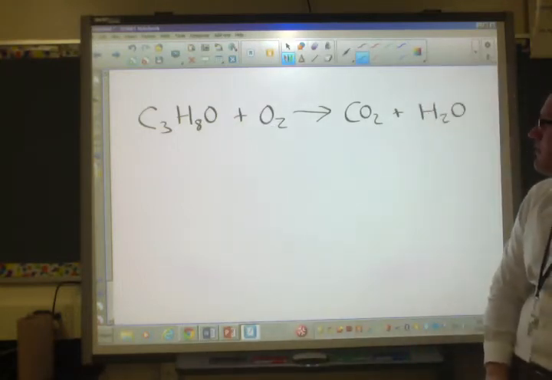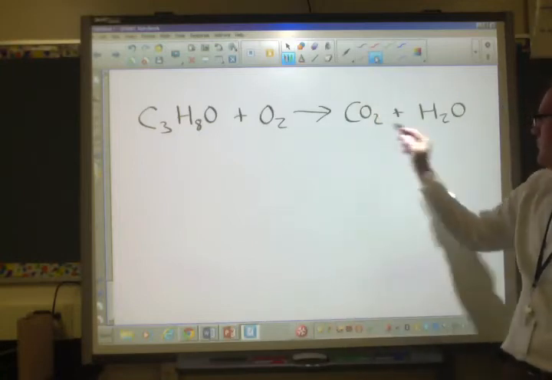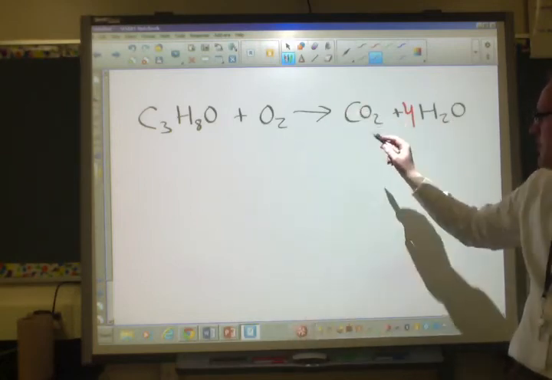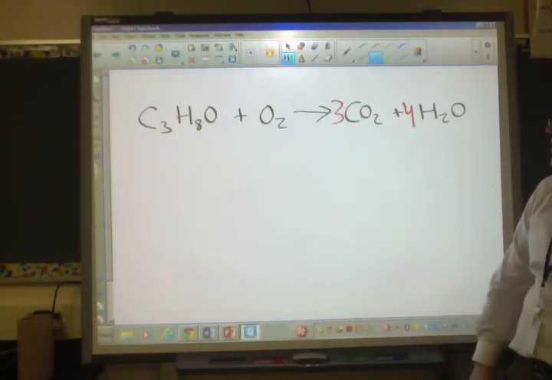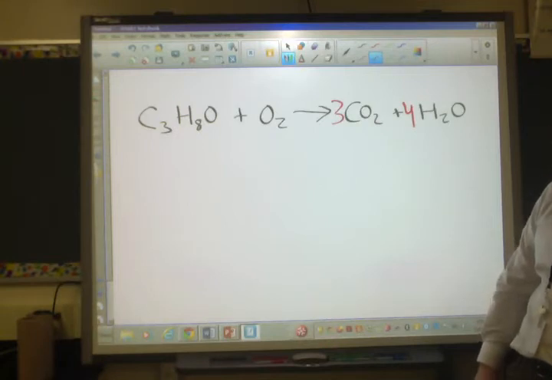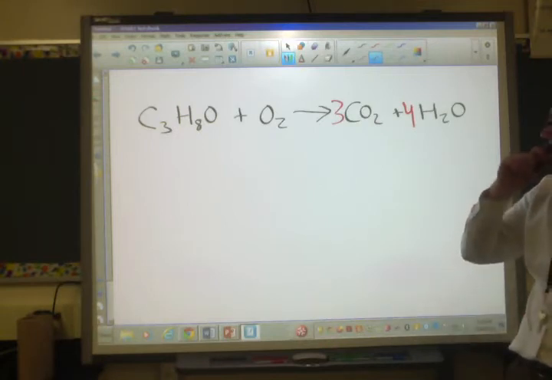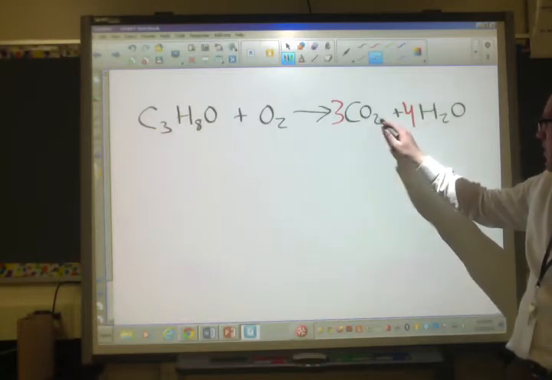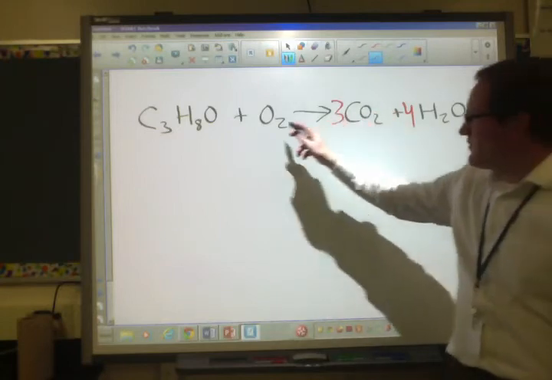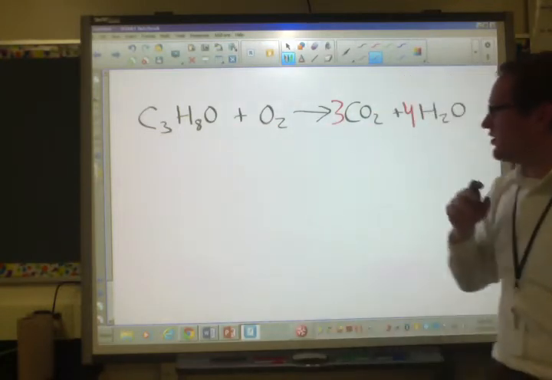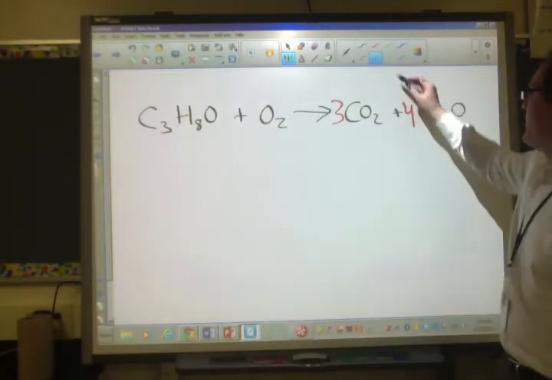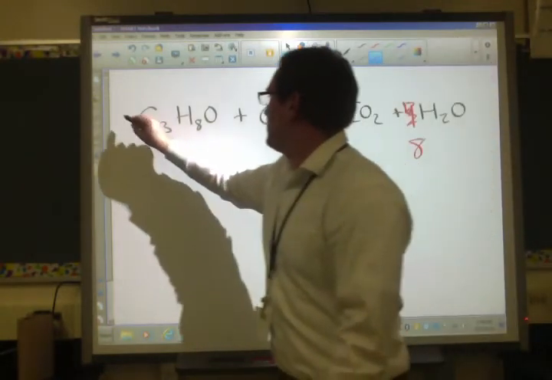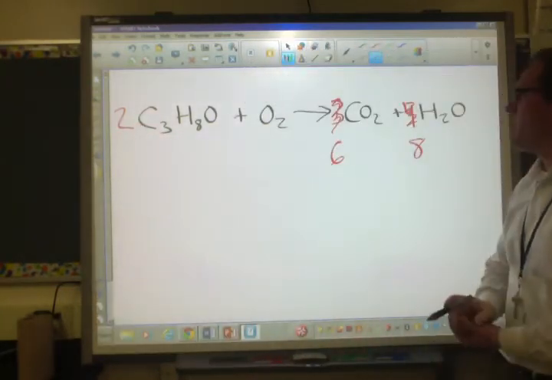Let me start by matching my hydrogens. 4 is going to match my H's. Let me match my carbons, so 3. This will work actually. Maybe? No, I don't think so. Because look, I have 6 O's plus 4, so 10. I could do a 5 here, but that's not going to work. So when in doubt, double everything. 8, 6, 2.